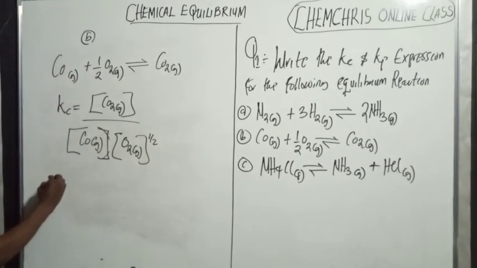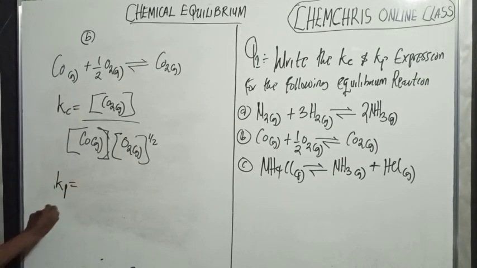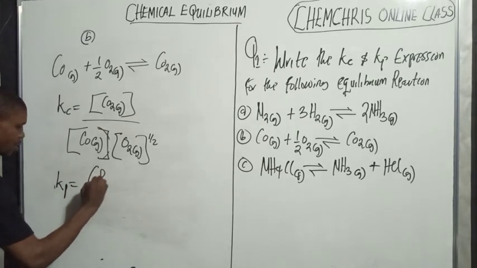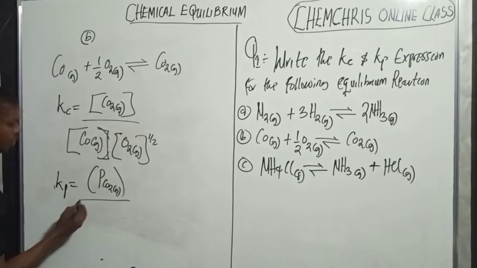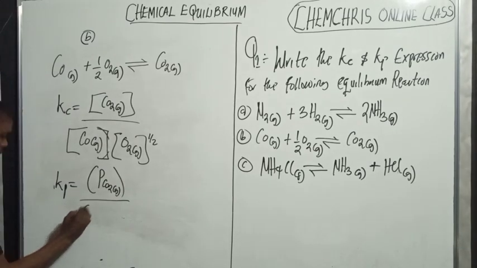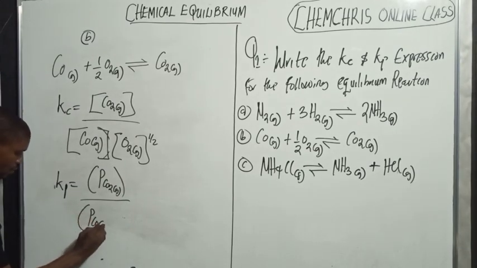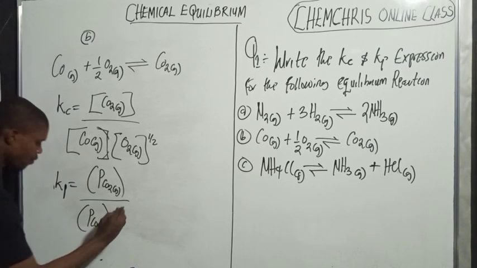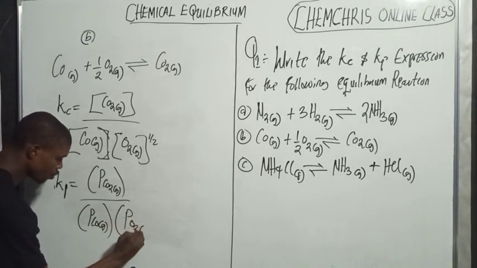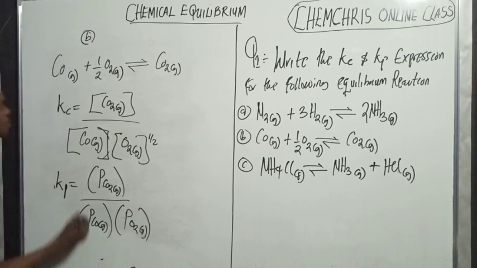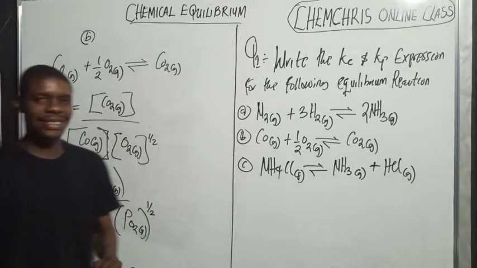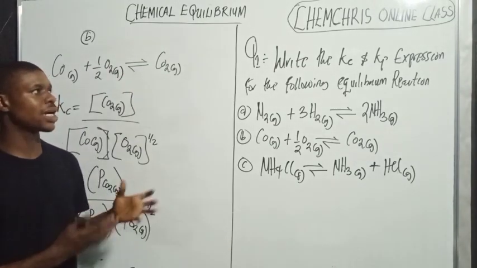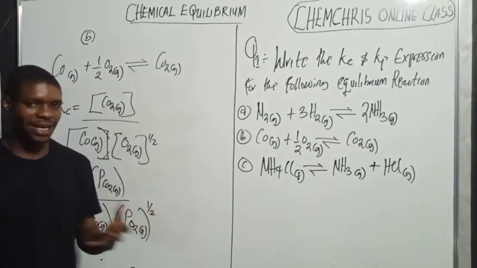So the same thing here. Kp equals the pressure of CO2 gas, right, over the pressure of CO gas, then the pressure of O2 gas, right? So which is going to be power 1 over power 1/2. So you can see how easy it is to write the equilibrium constant expression. It is very, very easy.